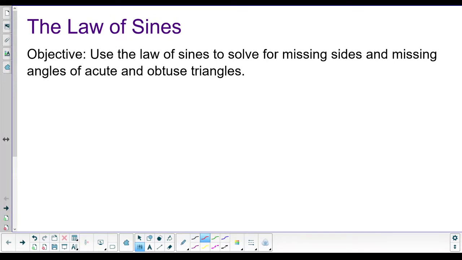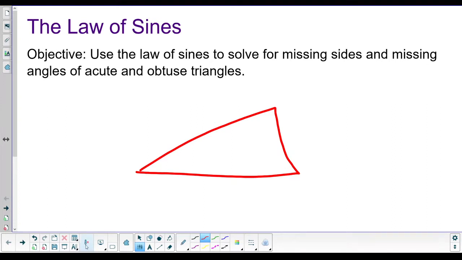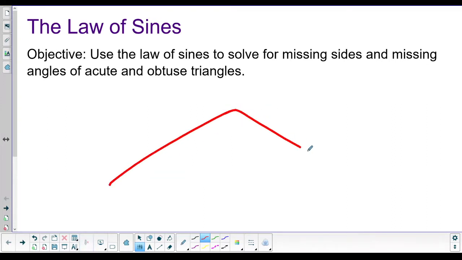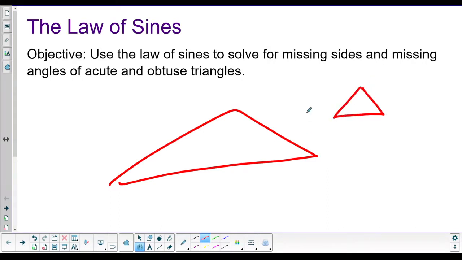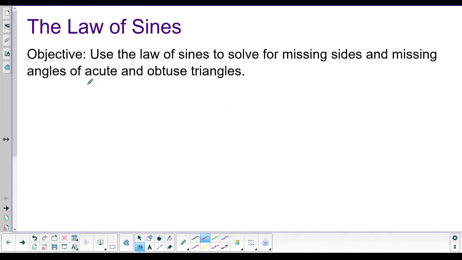What if it's an oblique triangle, which is a fancy word for a triangle that looks like that? Ooh, that's an ugly triangle. Hold up, try again. Maybe something like that. That would be oblique. You could also have something like that. Anything that isn't a right triangle is an oblique triangle. So not this, anything else. Oblique triangles are all the things that are acute and obtuse triangles. If it's acute or obtuse, it's oblique, right?